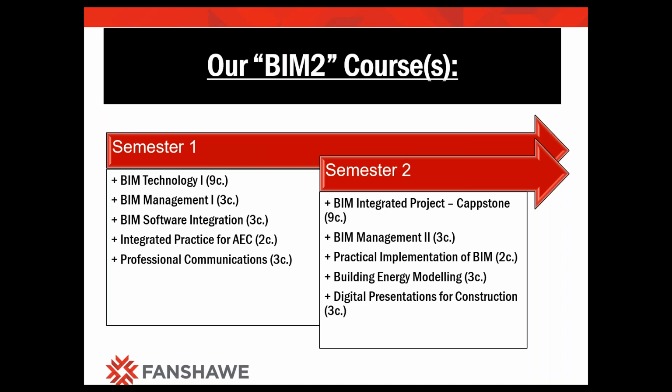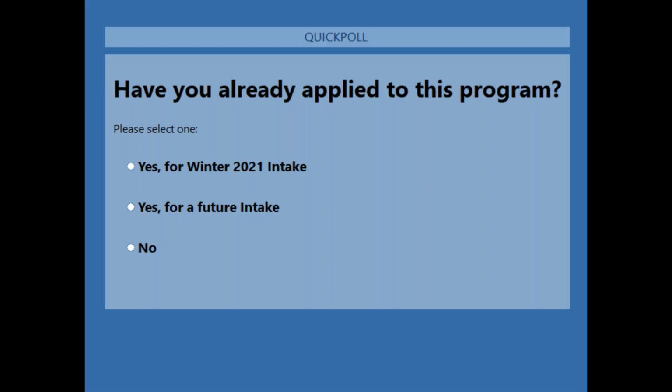So Rob, if you wanted to drop the poll right now, it's probably an appropriate time. Sure. Okay, so the first poll is around your program application if you've already applied. So you'll see the first question right now. Have you already applied to this program? You can select one of three options: you've applied for the winter 2021 intake, or you've applied for a future intake, or no, you have not applied till now.